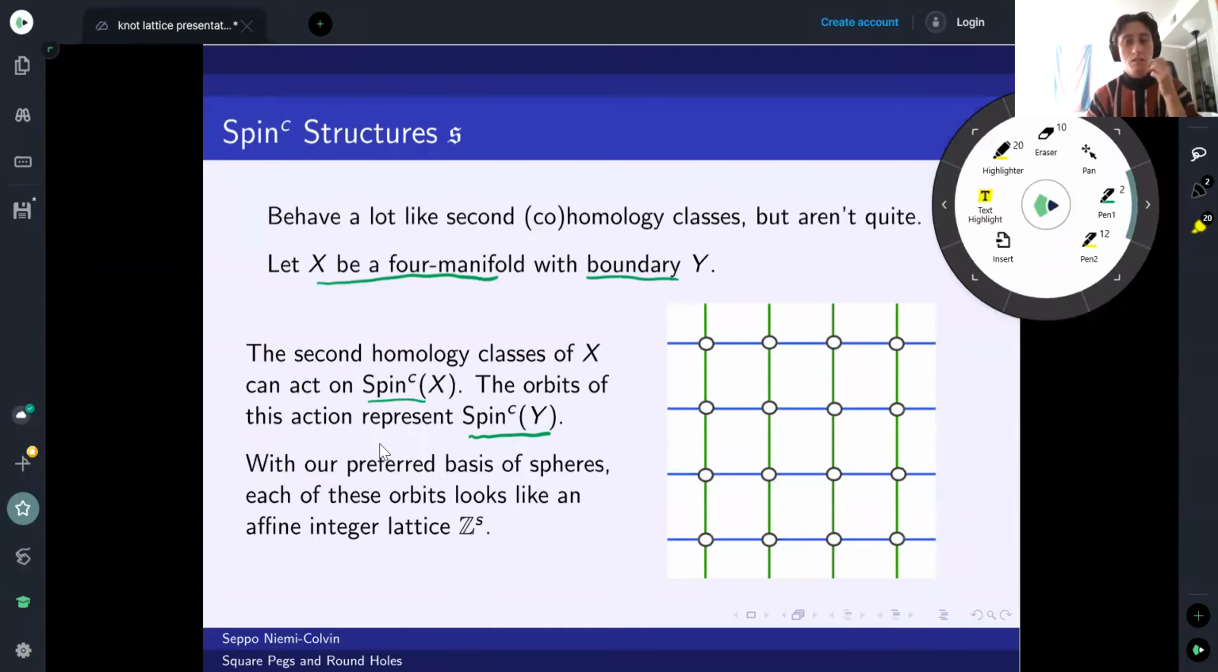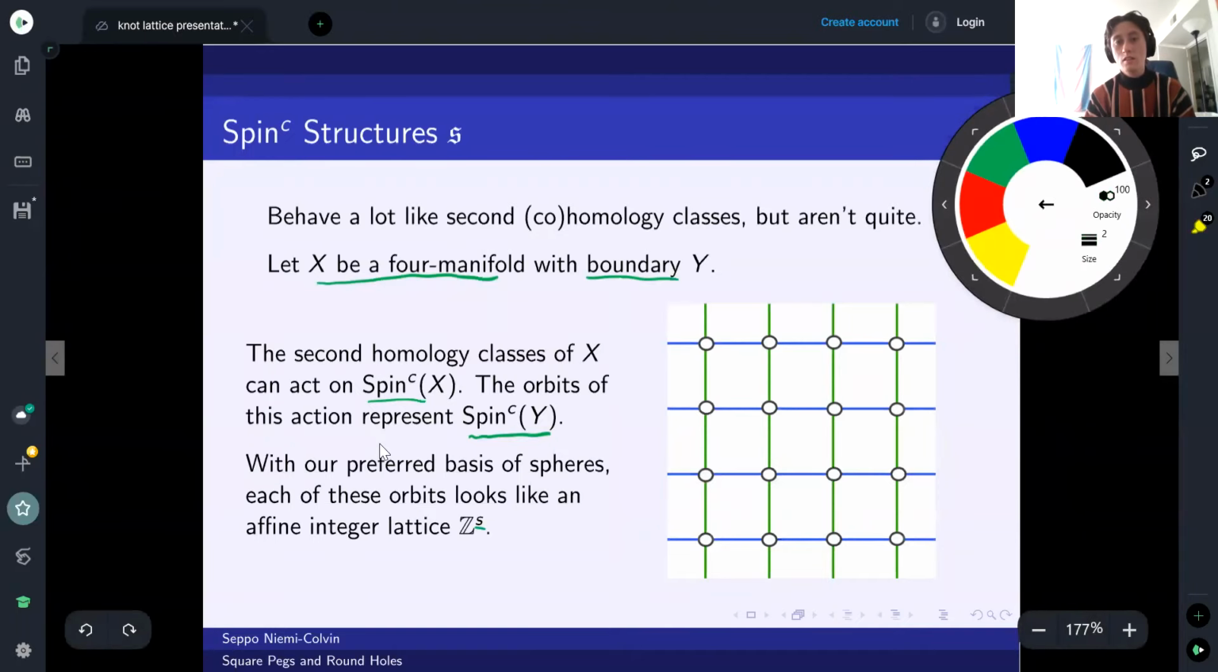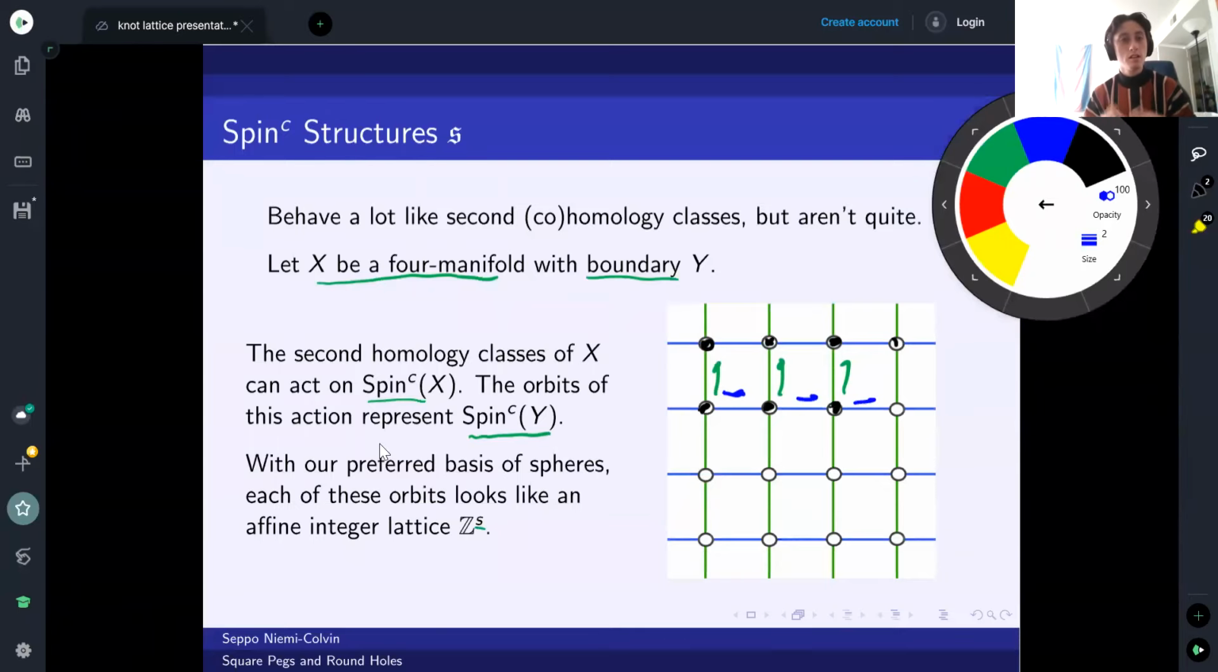With our preferred basis of spheres, each of these orbits will look like an affine integer lattice Z^s, where s is the dimension of our second homology. So in this picture here, these dots could be our spin C structures, and green could be action by one sphere, moving us up like this, and blue action by a different sphere, and it arranges this nicely like the integers in Euclidean space.